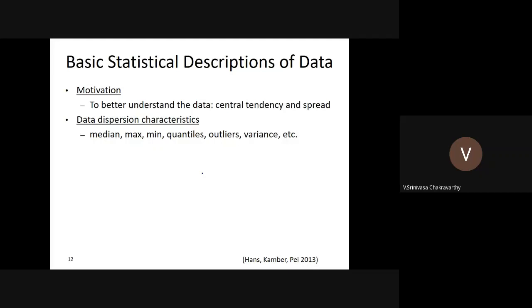So basically, representing a body of data and summarizing it using a small number of properties is the whole aim of statistical descriptions of data. Some of the standard properties that people use to summarize data are median, max, min, quantiles, outliers, variance, etc. So let us look at some of them.